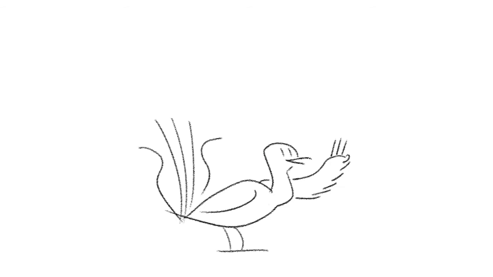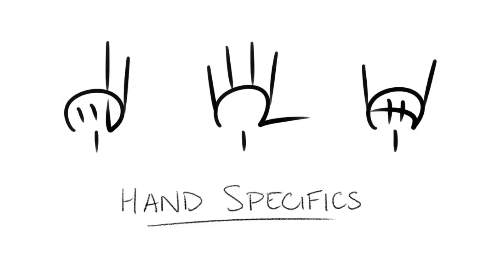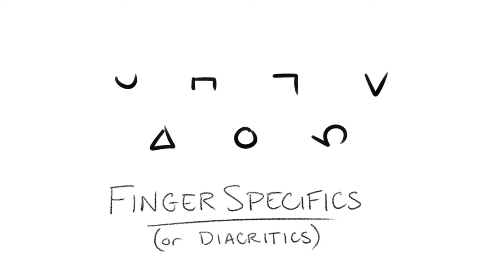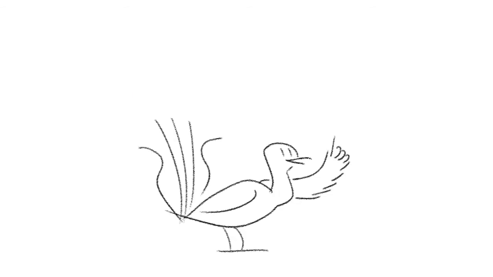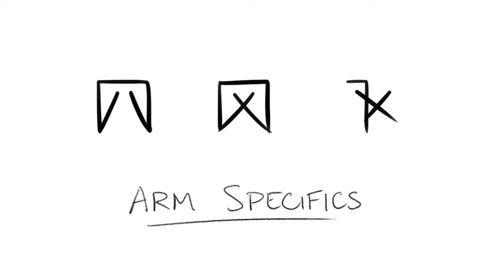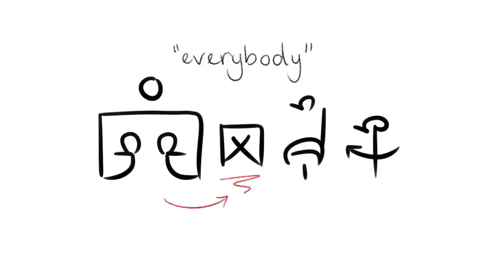There are three commonly used specifics in AusWrit: arm specifics, hand specifics, and finger specifics, or diacritics, and they each have their own unique and intricate rules. Arm specifics are used whenever the arms of a pose are either crossed or at a definitive diagonal angle, and they are always written immediately after the pose before any other symbols.